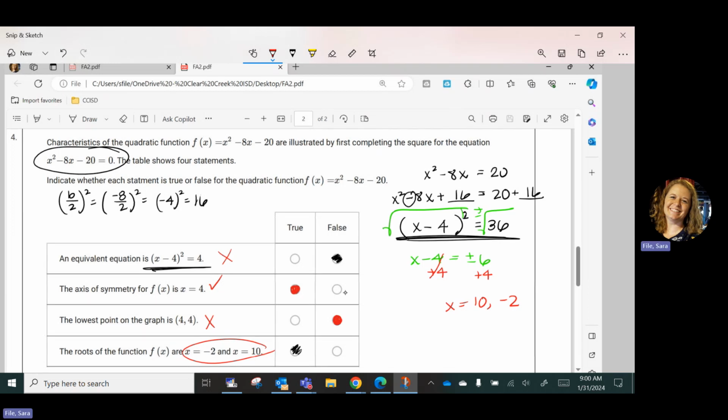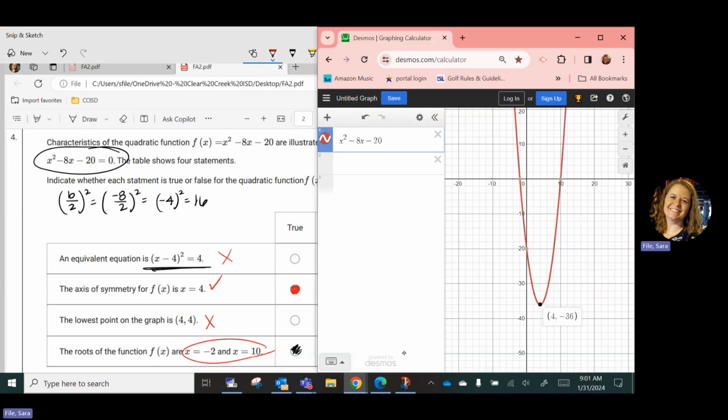Now, if you were trying to do all of this by graphing and you weren't sure about this first one, if you want to know if something is equivalent, type it in and see if it's the same graph. X minus 4 squared. Now, here's where it's tricky. We don't want it equal to 4. We want it equal to 0. So I'd have to subtract that 4 over. So it'd become -4.